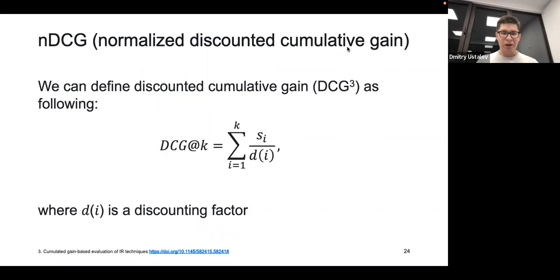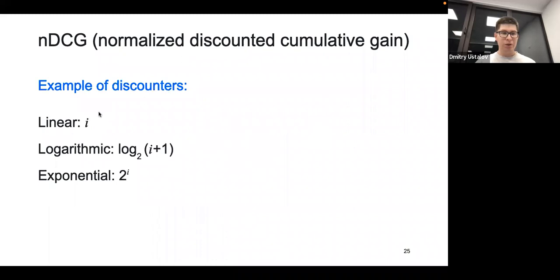So we can define this as follows. Now we have grades for every object we have. And we want the objects with the highest grades to be at the top of our list, and the objects with the lowest grades to be at the bottom of our list. For this, we can apply what is called a discounting factor. At every position in our list of items, we want to penalize putting a higher-ranked item lower than we actually might want it to be. And to make this a useful formula, we can apply different discounters. We can use a linear discounter in the denominator, or logarithmic, or even exponential.